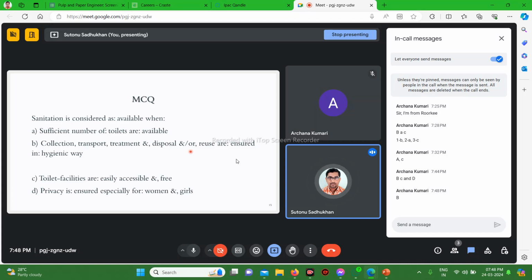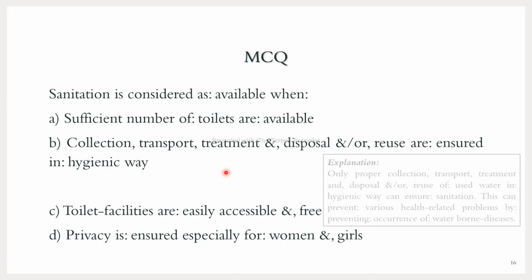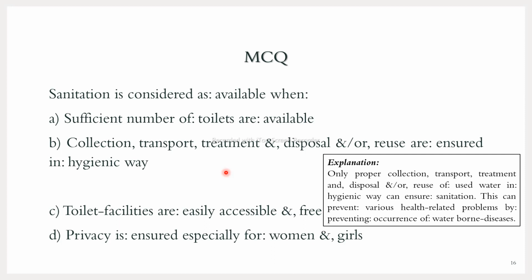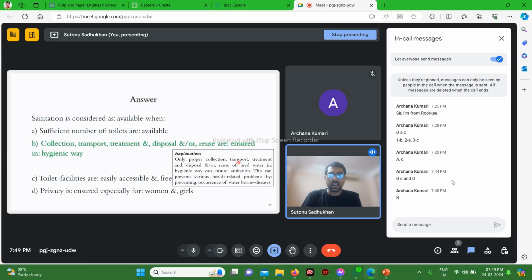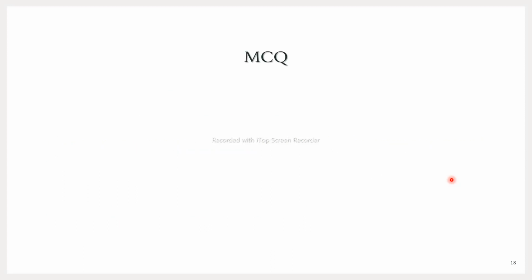Okay, you are telling option B. Let's see. The explanation is as follows. Only proper collection, transport, treatment and disposal and or reuse of water in a hygienic way can ensure sanitation. This can prevent various health related problems by preventing occurrence of waterborne diseases. So whatever you have given, option B is the correct answer. Okay, right. So now next MCQ.